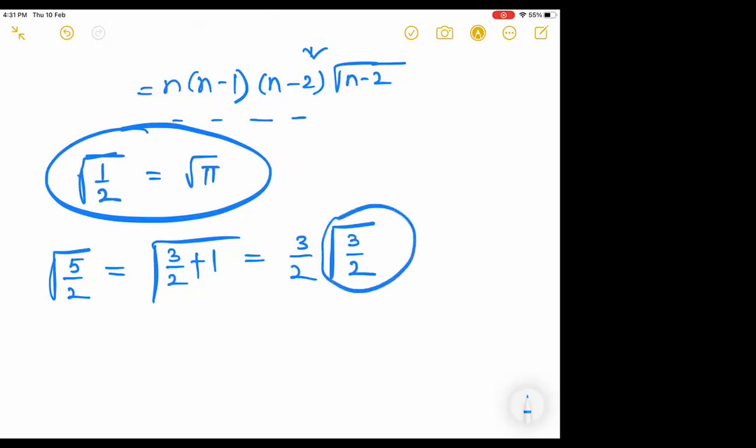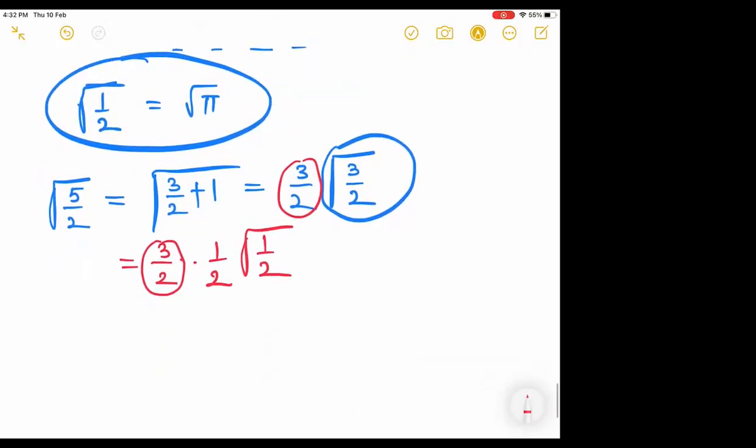Again, gamma 3 by 2, how is it written? Subtracting one again, if you subtract 1 from 3 by 2, then what happens? 1 by 2. So it becomes 1 by 2 into gamma 1 by 2. Is it understood? And since we know the answer for gamma half is equal to root pi, our final value is 3 upon 4 into root pi.